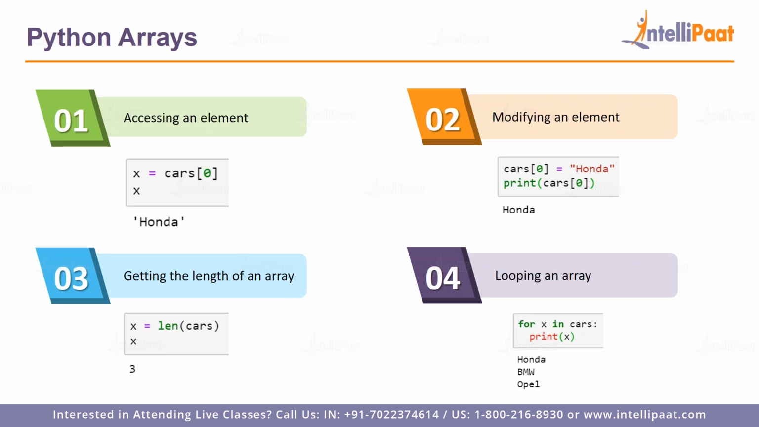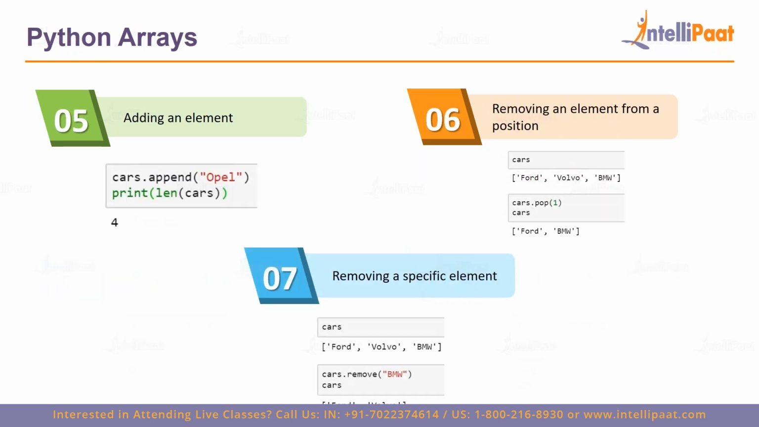Then there's modifying an element. If you're using a tuple, that's not possible, but in lists it's completely possible. So you could just modify the element using the same indexing that we did previously. You can take a look at the length of the array. Length basically means how many elements are there in the array. We can loop over an array and perform tasks the way we want to. We can add an element to an array using the append method. That would add an element at the end of the array.